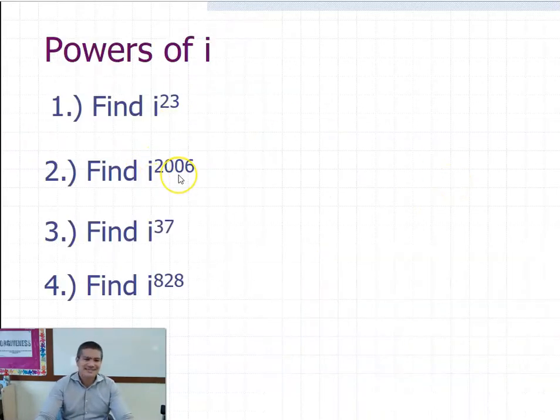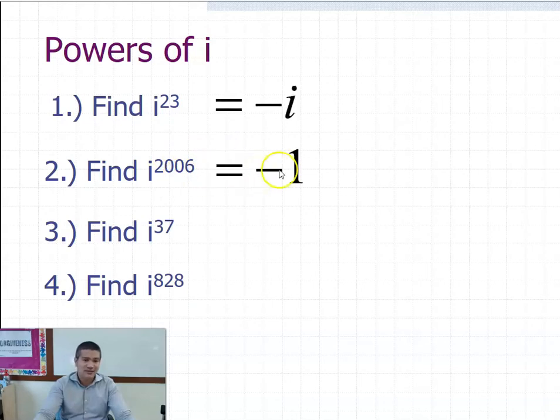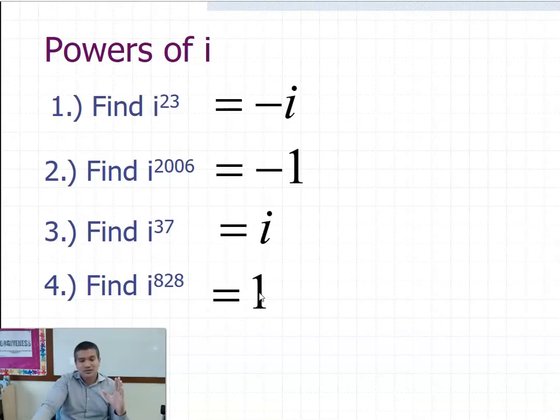Next, i to the 2006. When you divide this, what is the remainder? 2006 divided by 4 leaves a remainder of 2, right? So therefore it will become i squared, so we will have -1. Find i to the 37. 37 divided by 4 has a remainder of 1. So therefore that is i raised to the power of 1, which is equal to i. This one, find i to the 828, which is divisible by 4. So there is no remainder, and therefore that is equal to 1.